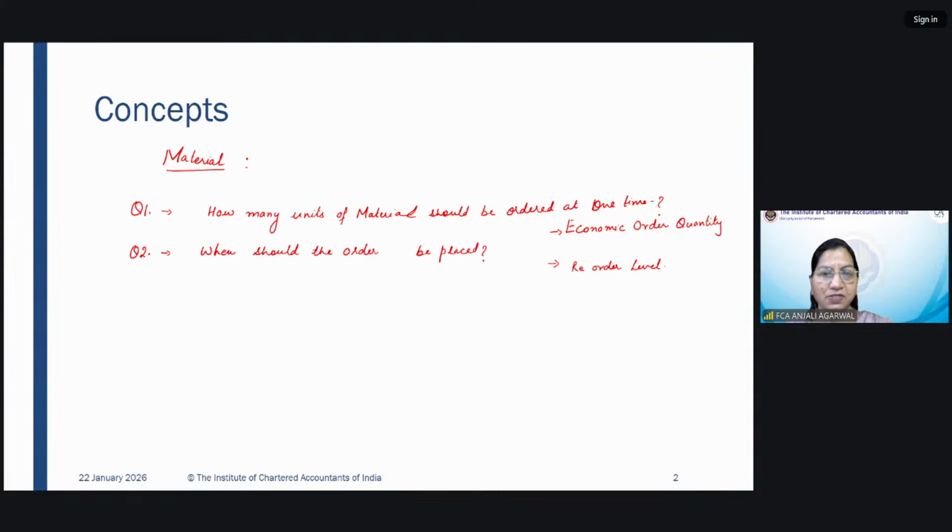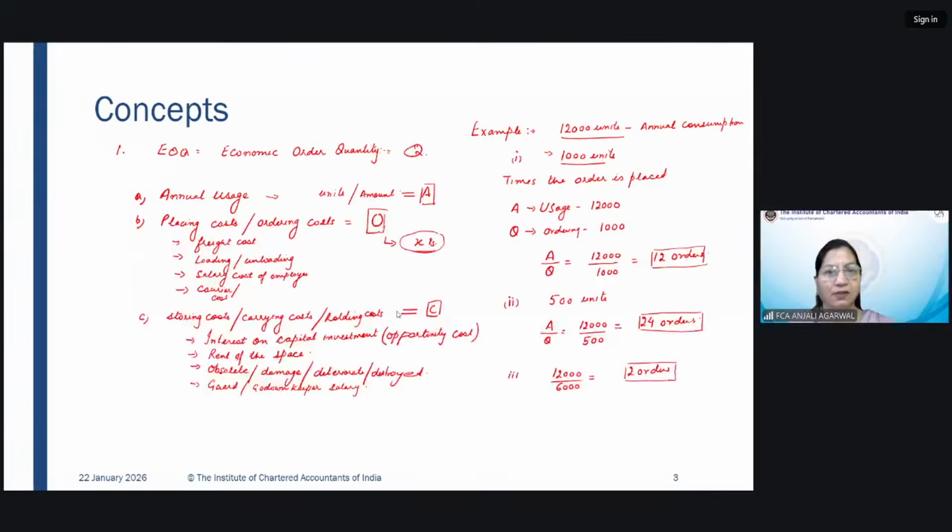So the first decision, how many units should be ordered, is answered by the concept of economic order quantity, EOQ. And the second question we'll talk about later is reorder level. So economic order quantity can be represented by Q, quantity order.